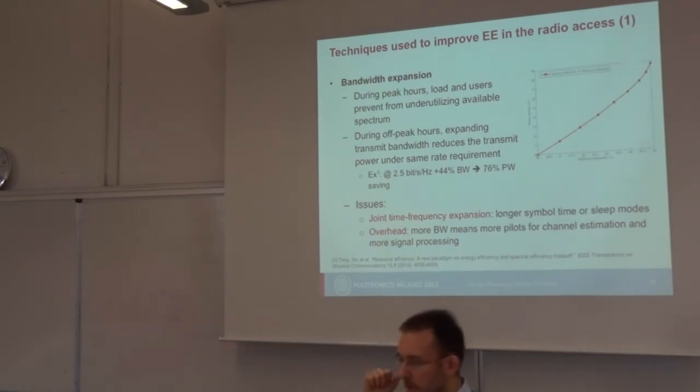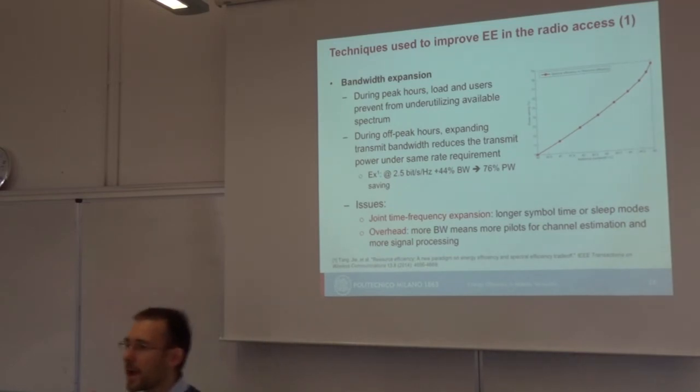No. Here I was saying the opposite. During peak hours, you cannot afford to increase bandwidth because you are more interested in better efficiency, because you have to provide a minimum level to each user. So I don't care about spending more energy because I have to provide a service for which I had an agreement with my user. So I cannot do this trick. When I have off-peak hours, nobody's around, so the congestion is not my problem, so I can afford to use the spectrum less efficiently in order to be more efficient in terms of energy. That's the trade-off.